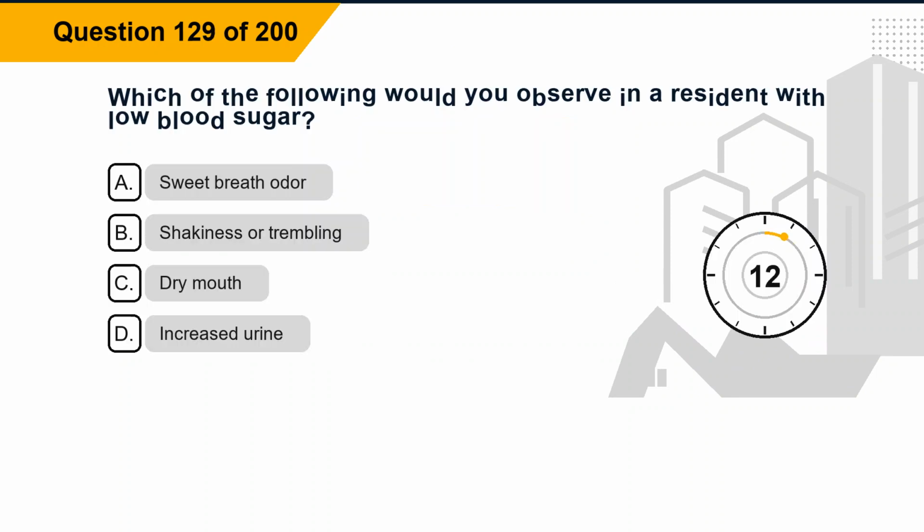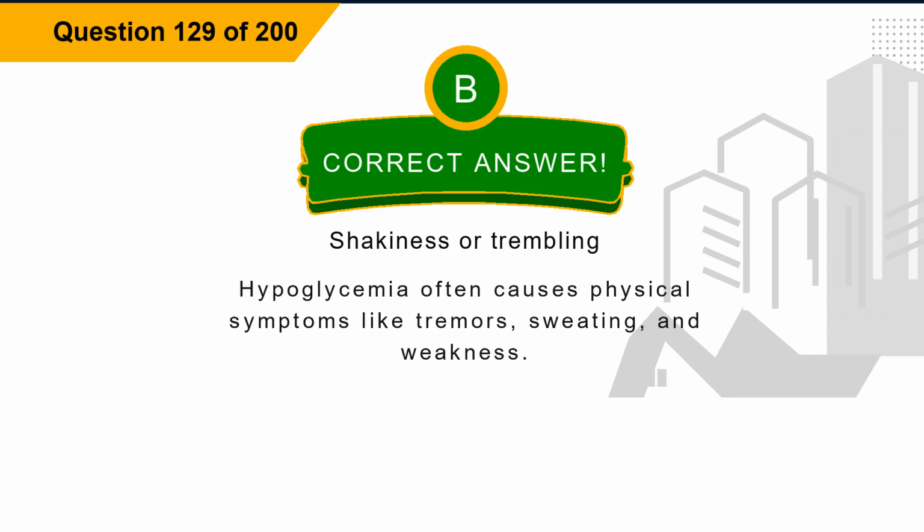Question 129. Which of the following would you observe in a resident with low blood sugar? Option A, sweet breath odor. Option B, shakiness or trembling. Option C, dry mouth. Option D, increased urine. The correct answer is option B, shakiness or trembling. Explanation. Hypoglycemia often causes physical symptoms like tremors, sweating, and weakness.